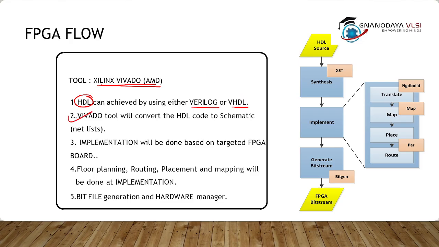This Vivado tool converts our HDL code into a schematic, which is a netlist. I told you there is a term called synthesis. Synthesis will convert your code into a netlist. After that, implementation is done. In the implementation you need to do translate, map, place, and route, which means floor planning, routing, placement, and mapping.